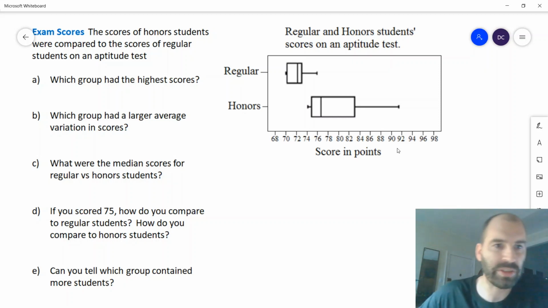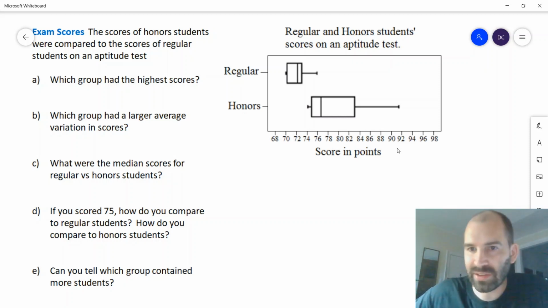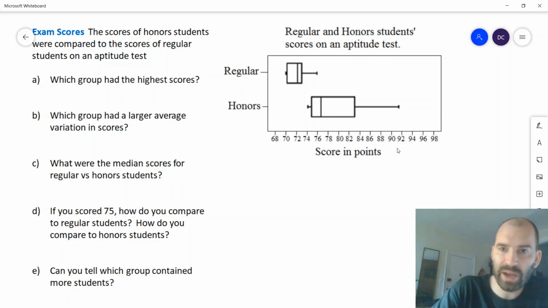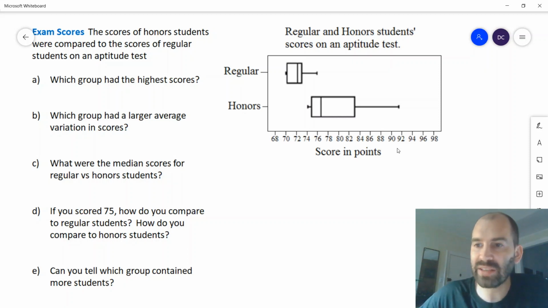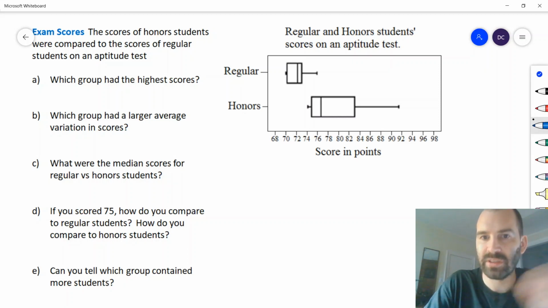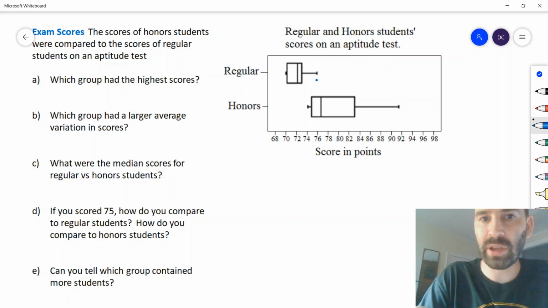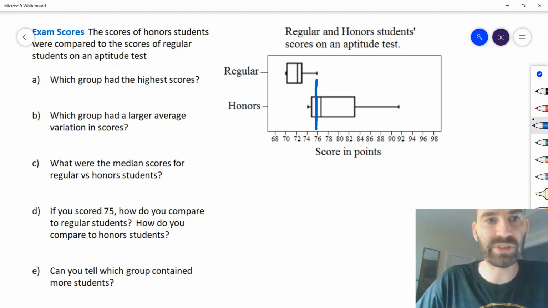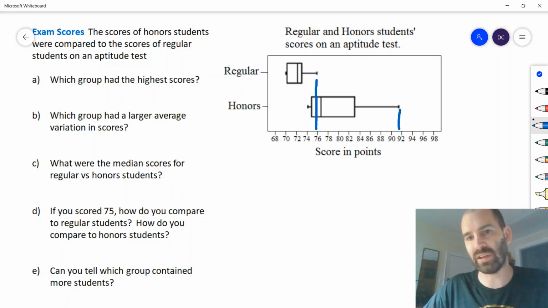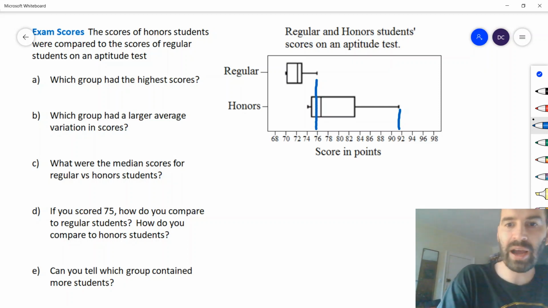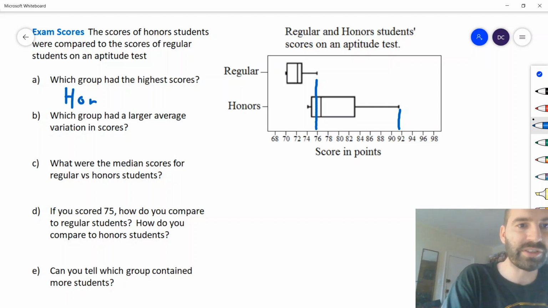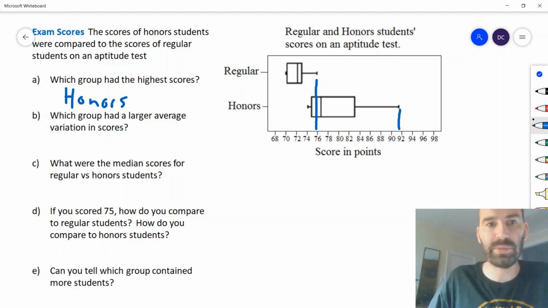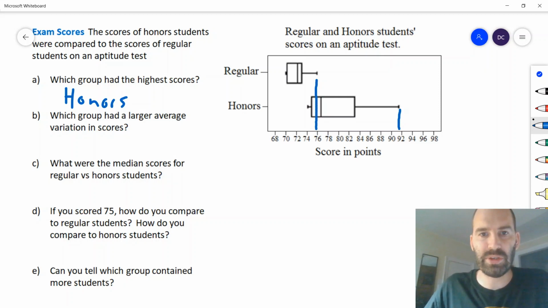So let's answer this first question. Which group had the highest scores? Well, remember, the rightmost extent of the box plot is the maximum value. And what are these box plots showing? They're showing scores. So the highest score is going to correspond to the rightmost extent of the box plot. So for the regular students, the maximum was 76. For the honors students, the maximum was just short of 92. So which group had the highest scores? Honors. The honors group.